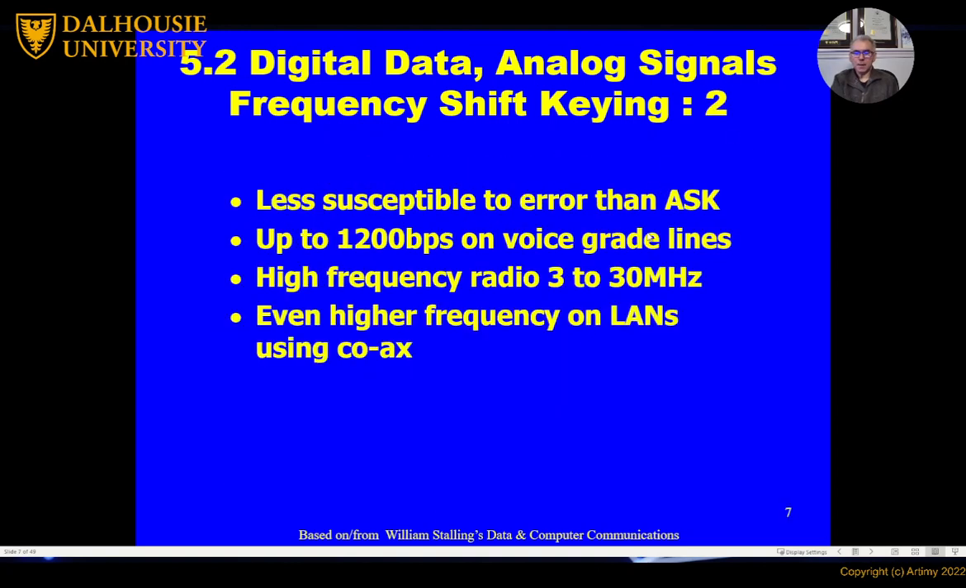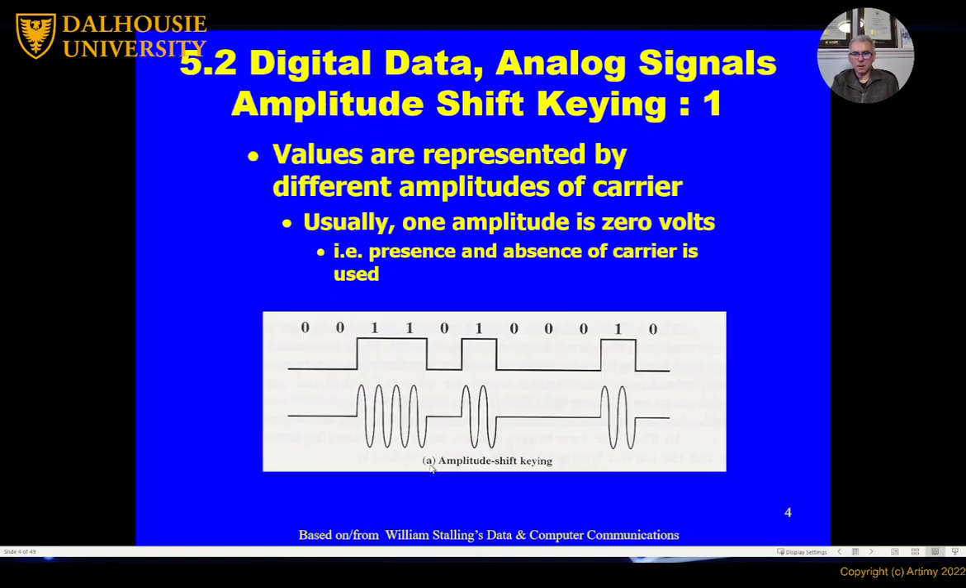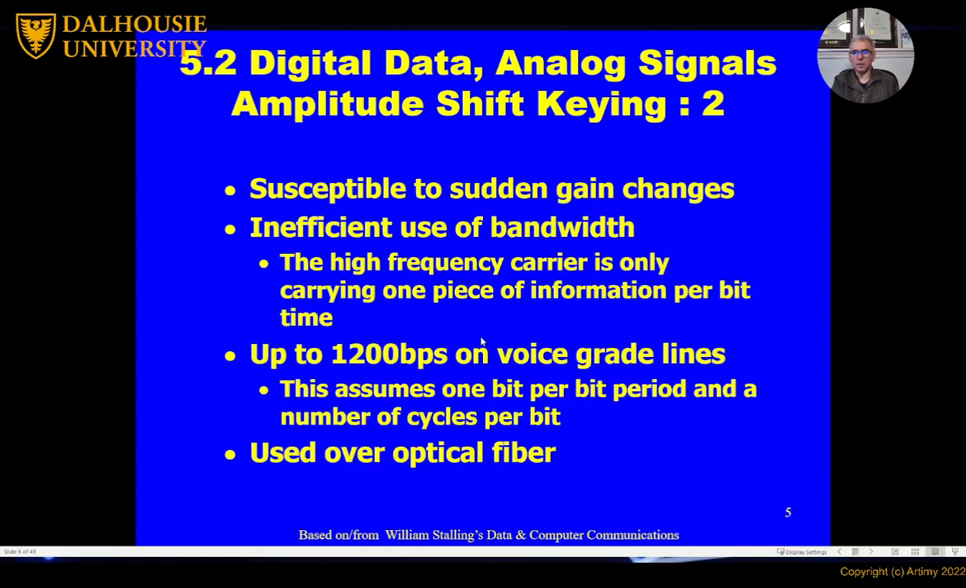It is less susceptible to amplitude shift keying. We call this amplitude shift keying. Why? Because we are changing the amplitude of the carrier. So there is a carrier, and its amplitude is either zero or something else, right? So we are shifting the amplitude of the carrier frequency using the digital signal, the ones and zeros.